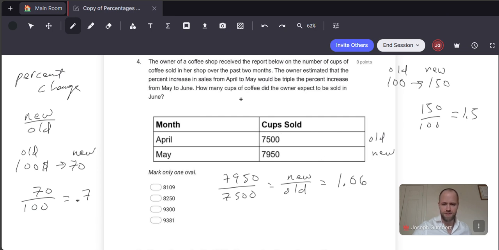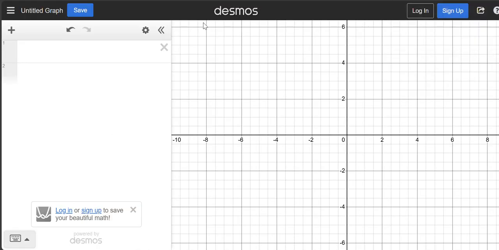Now, if it increased 6%, it said that the owner estimated that the percent increase in sales from April to May would be triple the percent increase from May to June. So this was 6%. And so from May to June, if 6% was triple, then we should have a 2% increase, right? And so all we would need to do from here is just do 7,950 times 1.02, and then that would add on 2% for us. So let's go ahead and see how that looks in Desmos.